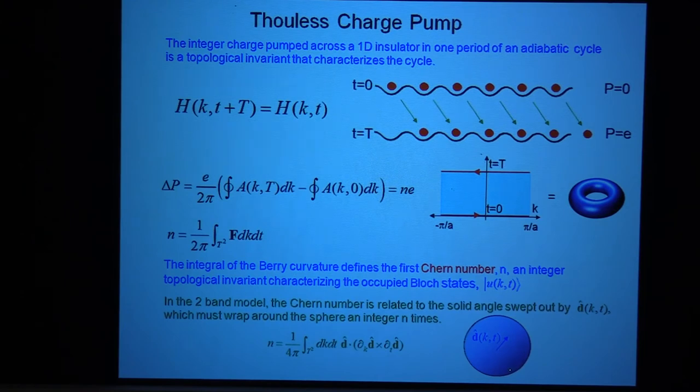So what this Chern number is characterizing is not the Hamiltonian at any particular time. It is characterizing the family of Hamiltonians parameterized by t. And for every value of k and t, there's a gap. Sorry, this is a torus in the kt plane. Yes, that's right.